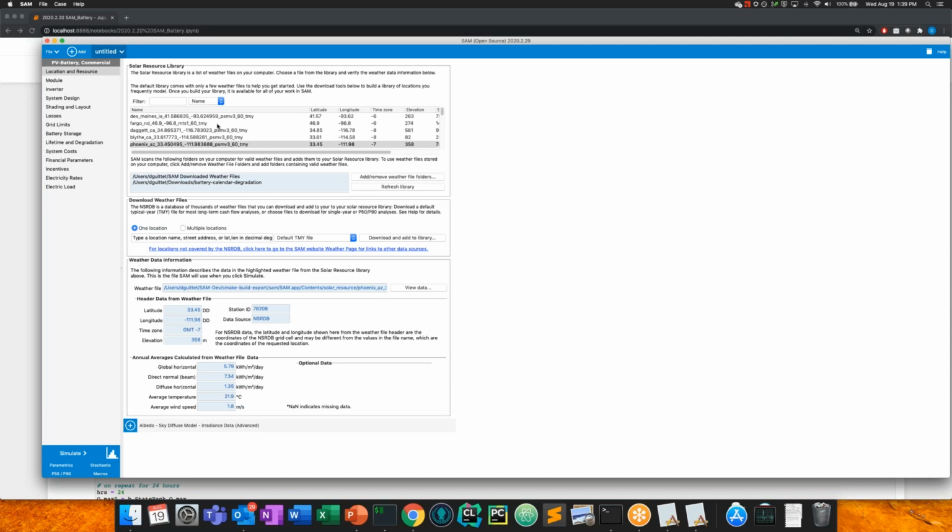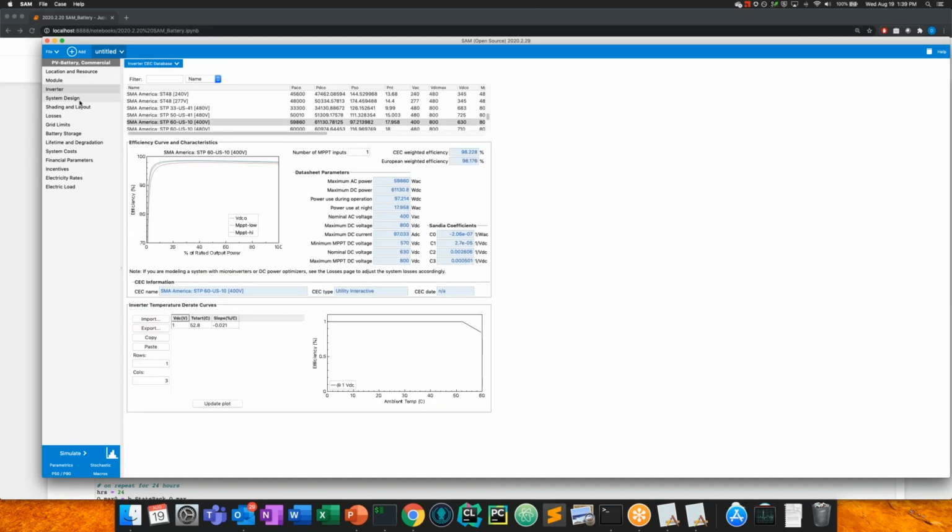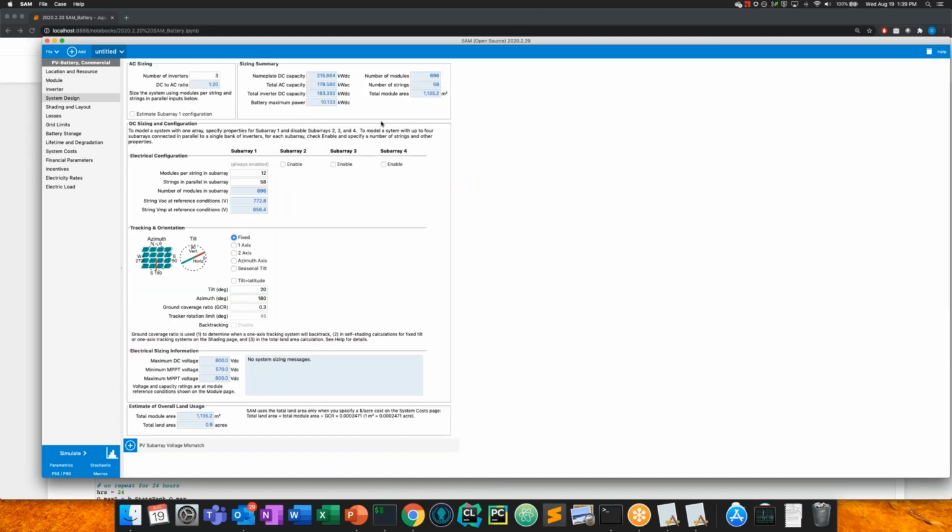So the first step is to set our latitude and longitude. SAM will read the latitude and the longitude from the weather file. REopt will download its own weather file using the latitude and longitude, and cannot use the weather file from your SAM weather file library. Next, we'll have to set up the module and the inverter and the system design.